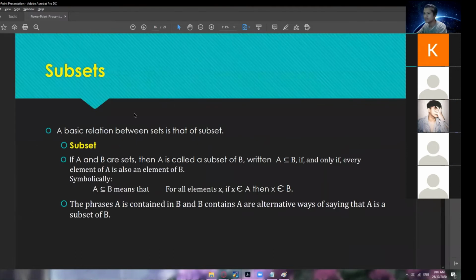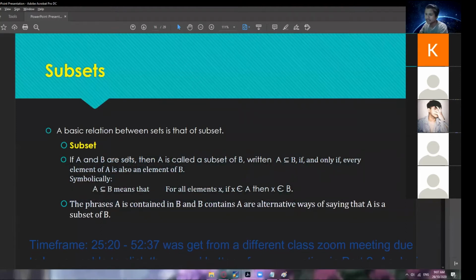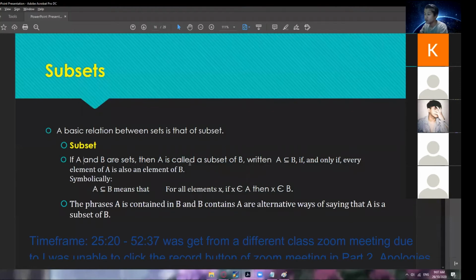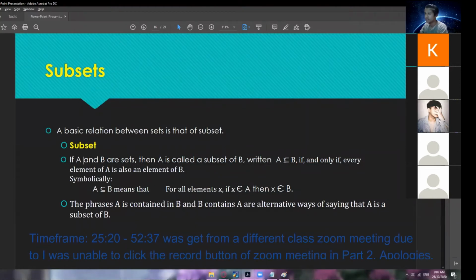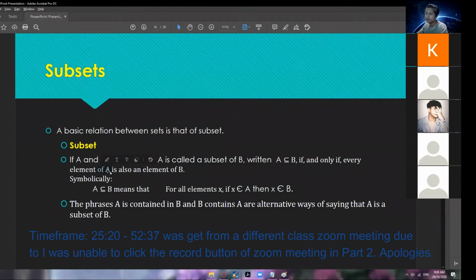Let's talk about subsets. A subset is a basic relation between sets. So ito yung pinaka-definite or pinaka-technical definition ng subset natin. Let's say we have A and B as sets. Then A is called a subset of B, written as A ⊆ B, if and only if every element of A is also an element of B. Meaning, all of the elements of A can be found in set B.